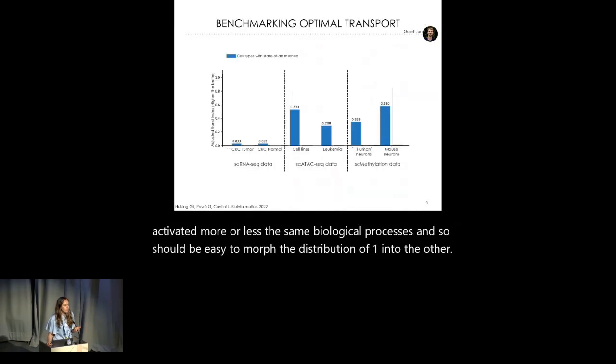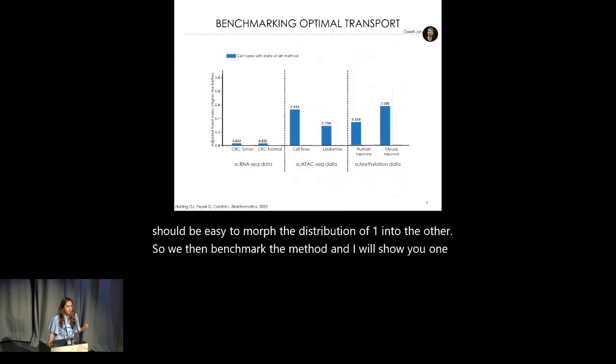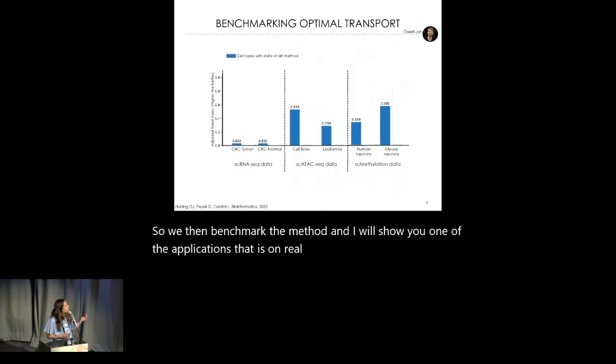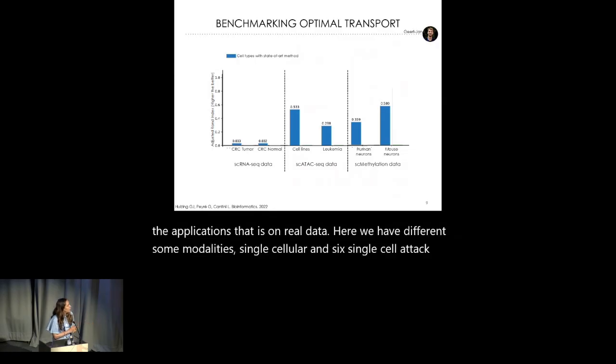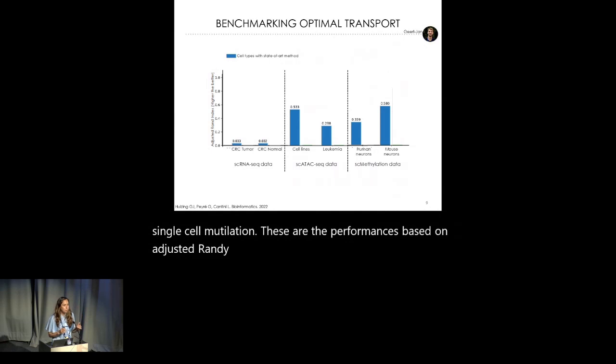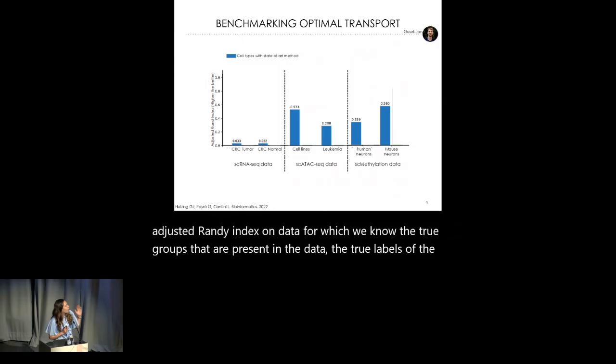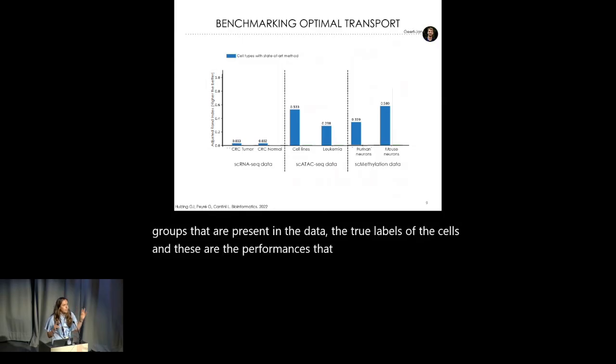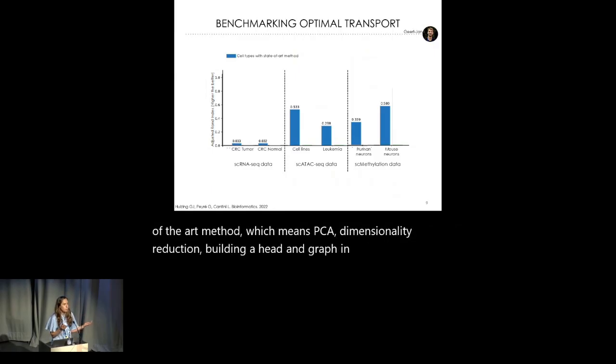So we then benchmark the method, and I will show you one of the applications that is on real data. Here we have different data modalities, single-cell RNA-seq, single-cell ATAC, and single-cell methylation. These are the performances based on adjusted Rand index on data for which we know the true groups that are present in the data, the true labels of the cells. And these are the performances that you achieve with a state-of-the-art method, which means PCA dimensionality reduction, building a k-NN graph in between the cells based on Euclidean distance, and then applying community detection on the obtained network.